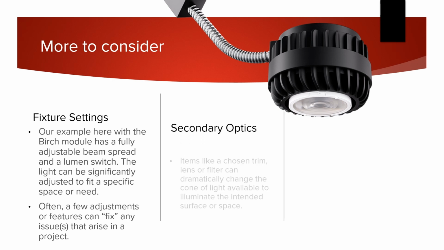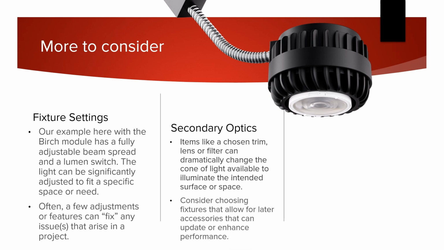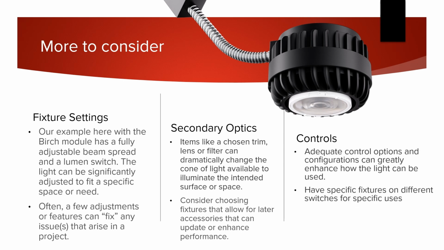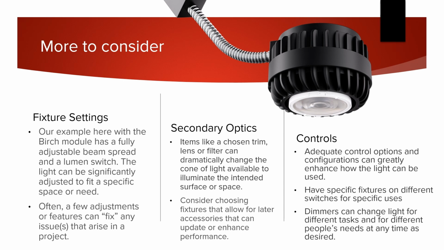Secondary optics are also often available for upscale lighting choices. A different trim shape, lens, or filter can dramatically change the available light or reduce glare or hot spots. These secondary optics can often be changed on a whim for generally low expense. And we've already mentioned controls. Adequate control options can greatly enhance how the light can be used in an instant. Dimmers can change the light for different tasks and for different people's needs at any time desired.